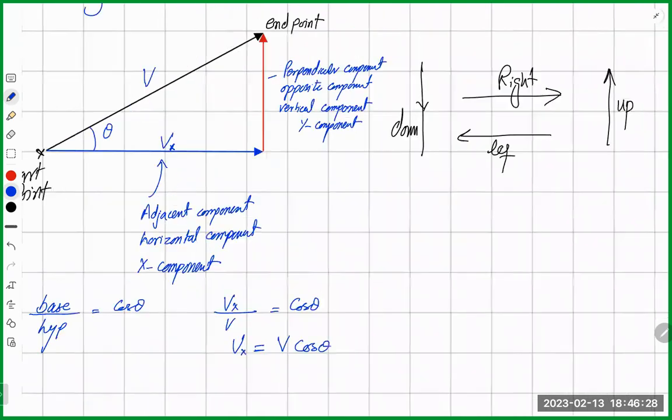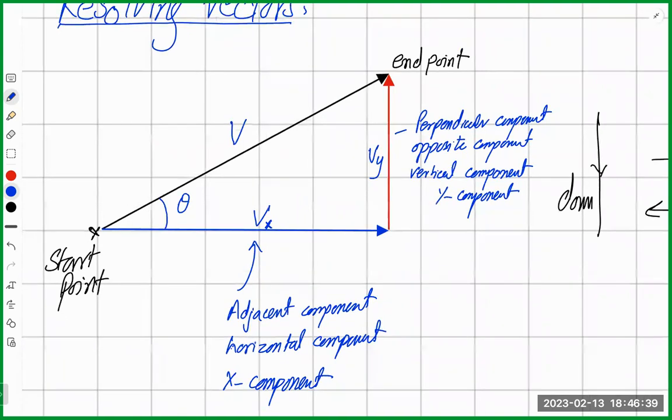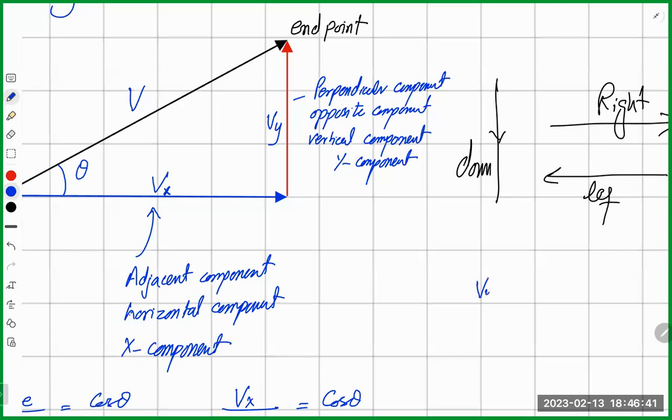And if we fetch a relationship between Vy and V, what is the relationship between Vy and V? Vy over V equals sine theta. So Vy will be V sine theta.